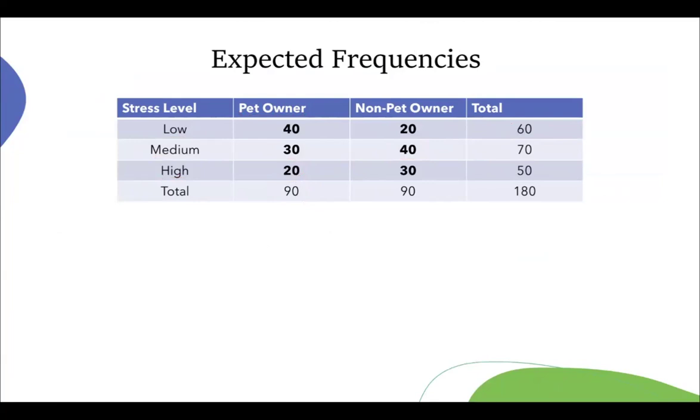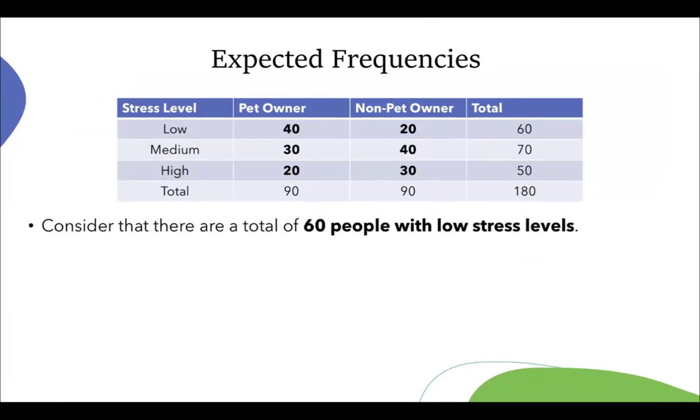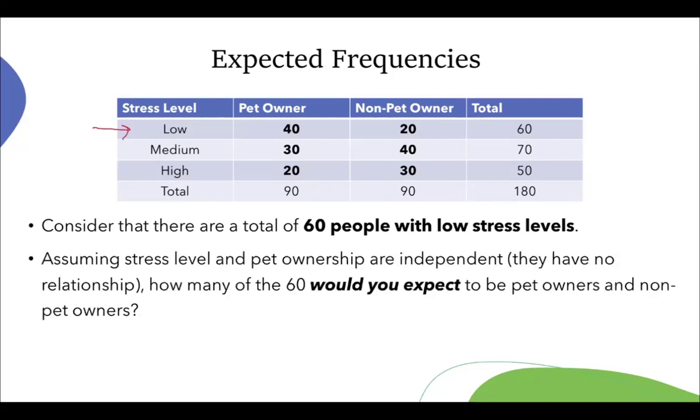Now, observed frequencies are what we see in the sample. Expected frequencies are something else. Let's consider the fact that there are 60 people here with low stress levels. That's this row right here, 60 people. If we assume that stress level and pet ownership are independent, which means they have no relationship, how many of those 60 would you expect to be pet owners and non-pet owners?